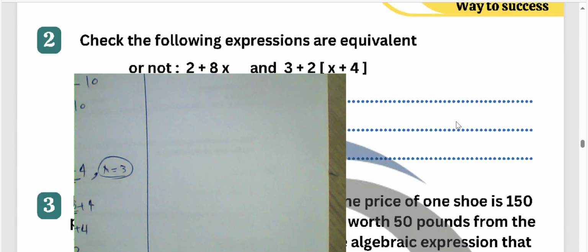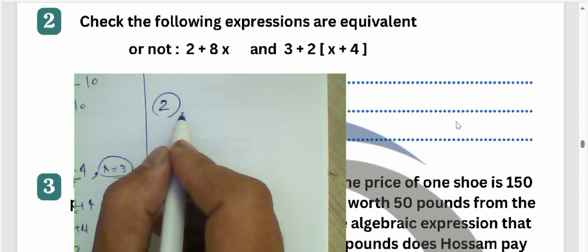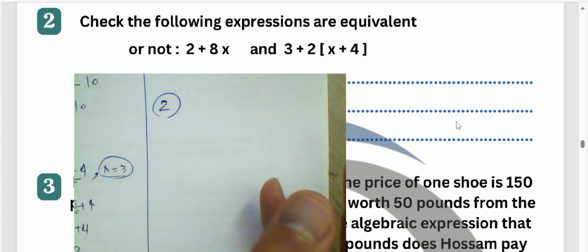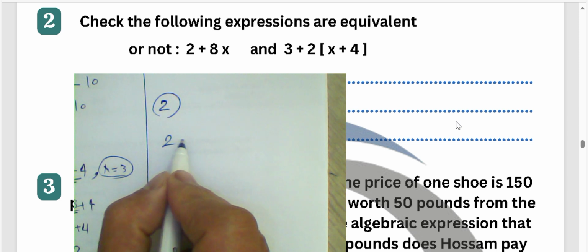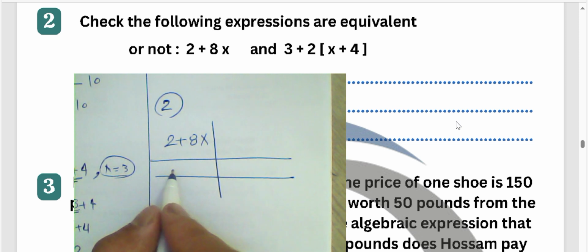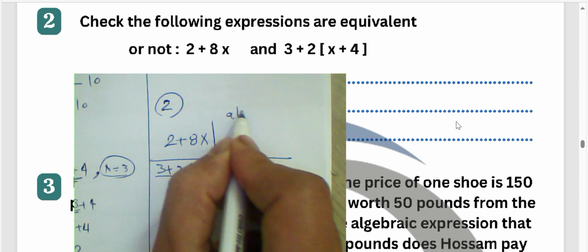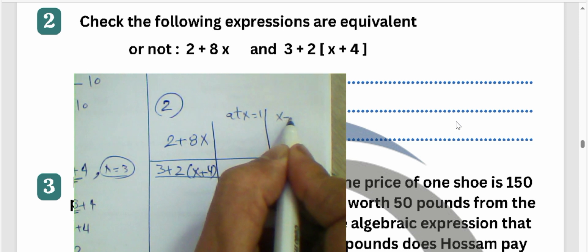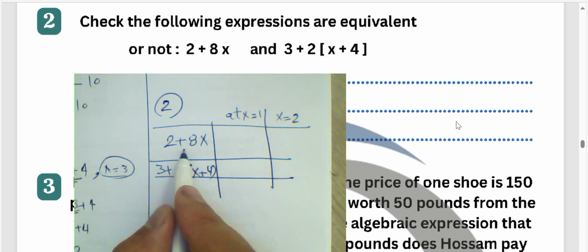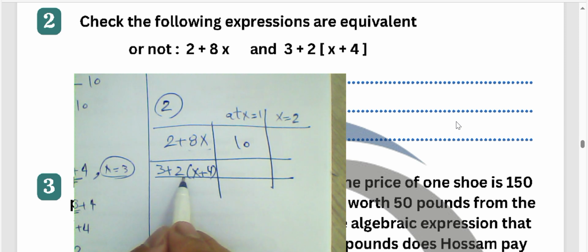Number 2. Check if the following expressions are equivalent or not. First expression 2 plus 8x, and second expression 3 plus 2 times x plus 4 in the brackets. Put here x equal to 1 and x equal to 2. Put x equal to 1 here. 8 times 1 is 8, plus 2 equals 10. Put 1, 4 plus 1 is 5, 5 times 2 equals 10, 10 plus 3 equals 15. And put 2 here, then it will be not equivalent.